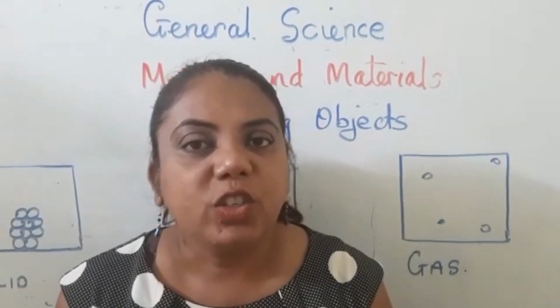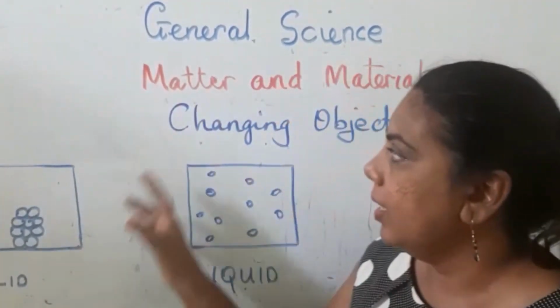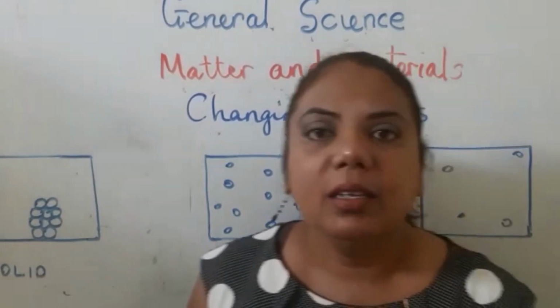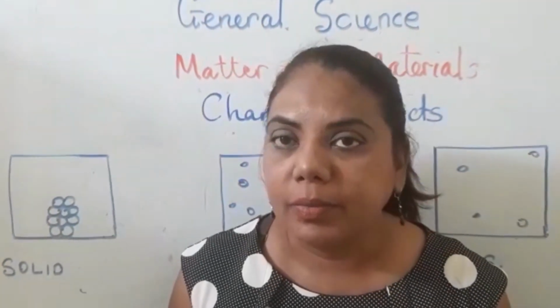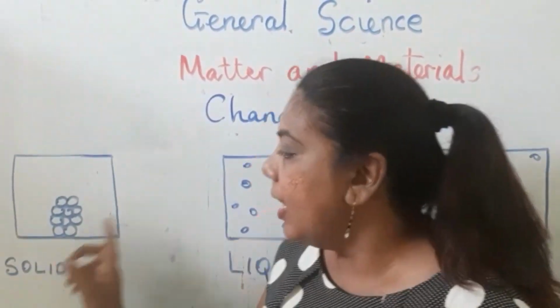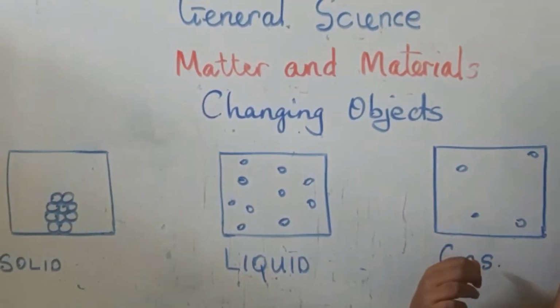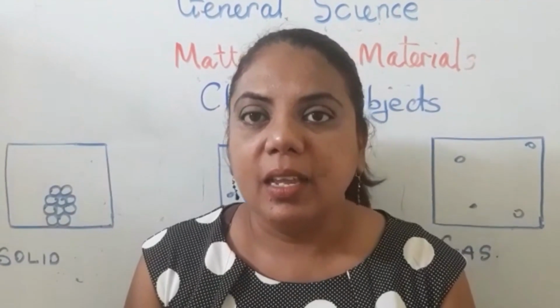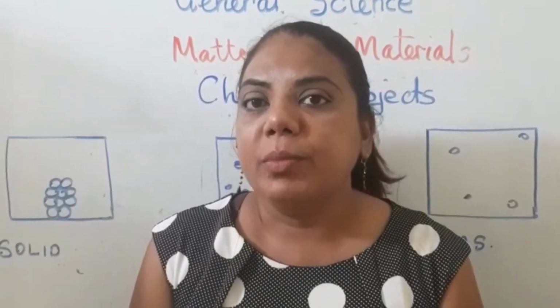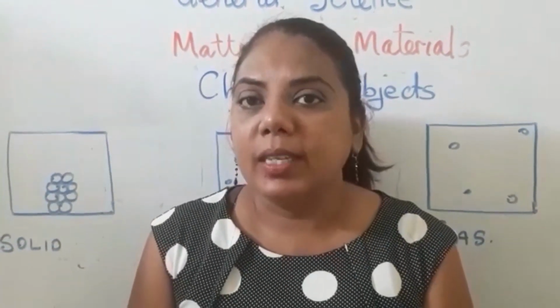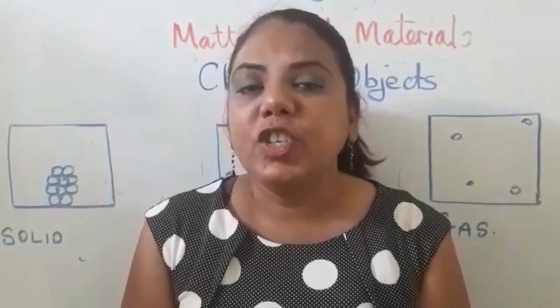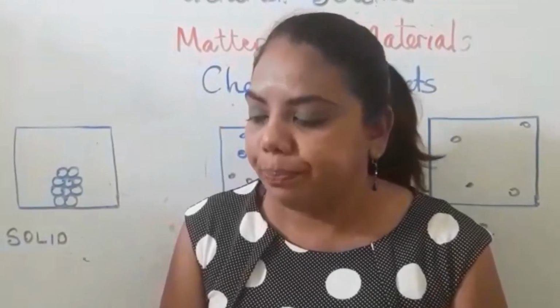Our lesson for today is on general science, and our topic is matter and materials changing objects. There are three types of matter: solid, liquid, and gas. Our main objective for this lesson is to describe the appearance of materials or objects around us and be able to predict how these materials change their appearance.